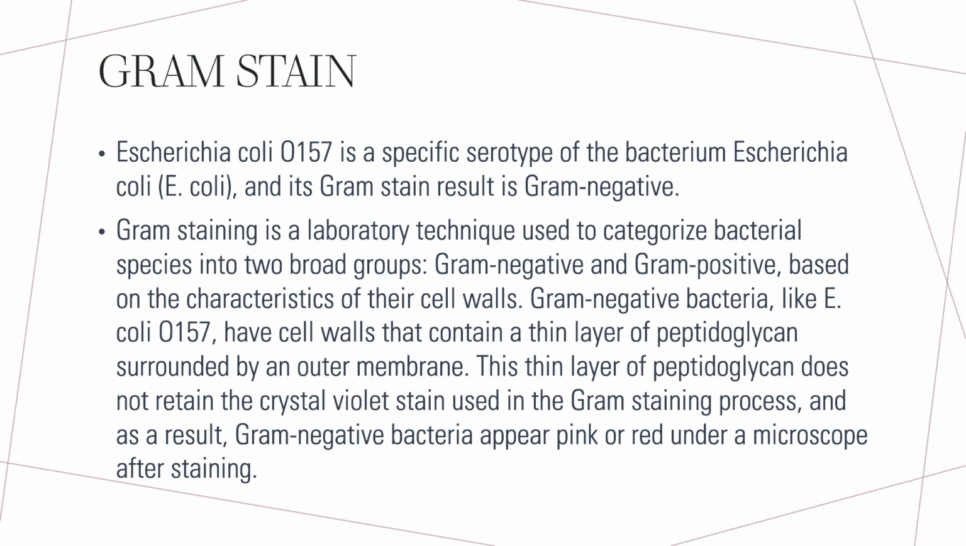Gram-negative bacteria like E. coli have cell walls that contain a thin layer of peptidoglycan surrounded by an outer membrane. This thin layer of peptidoglycan does not retain the crystal violet stain, which is used in the gram staining process. And as a result of that, gram-negative bacteria usually appear pink or red under a microscope after staining.